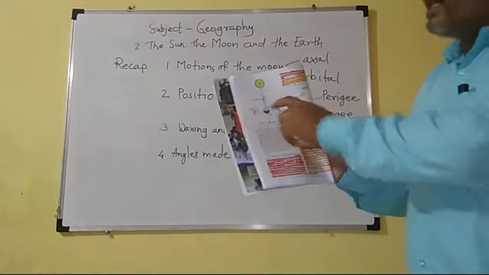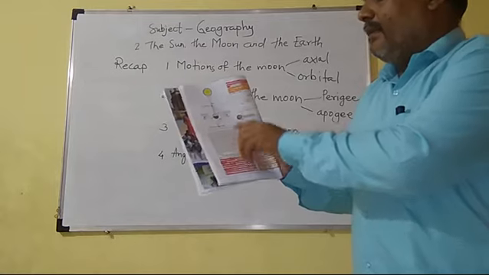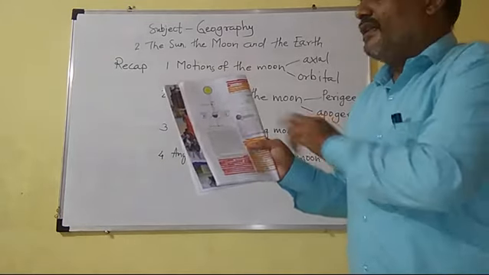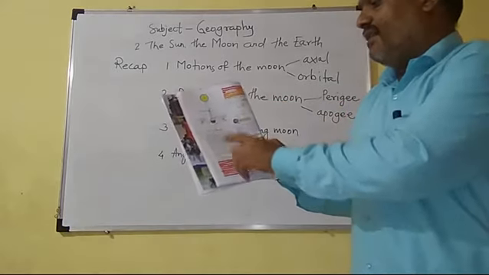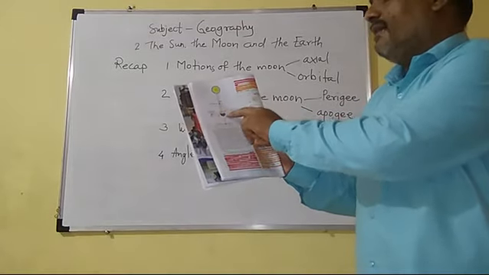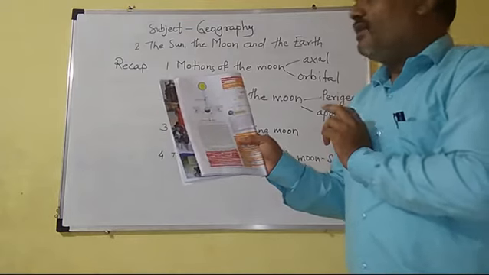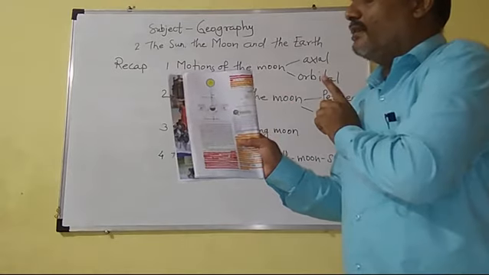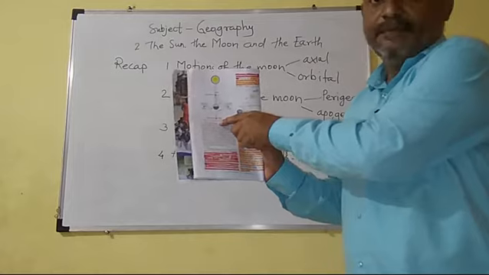Now, on the first and the third quarter days, we find that the moon is making an angle of 90 degrees. It is perpendicular to the sun and the earth. On the first and the third quarter days, the moon, the earth and the sun are making an angle of 90 degrees. But on new moon day, the moon is in between the sun and the earth. On full moon day, the moon is opposite to the sun.